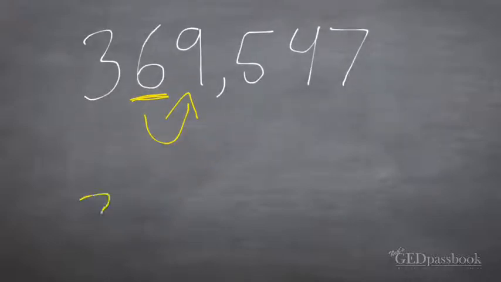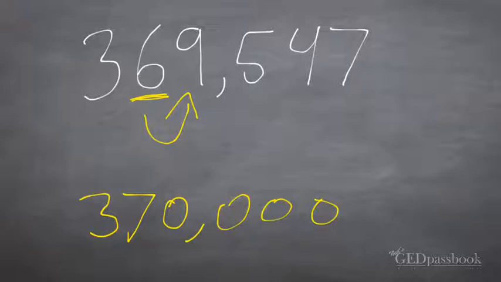So let me push that aside. 370,000. And what happens to all the numbers to the right? 0. Oh, now I got it. 369,547 rounded to the nearest 10,000s is 370,000.